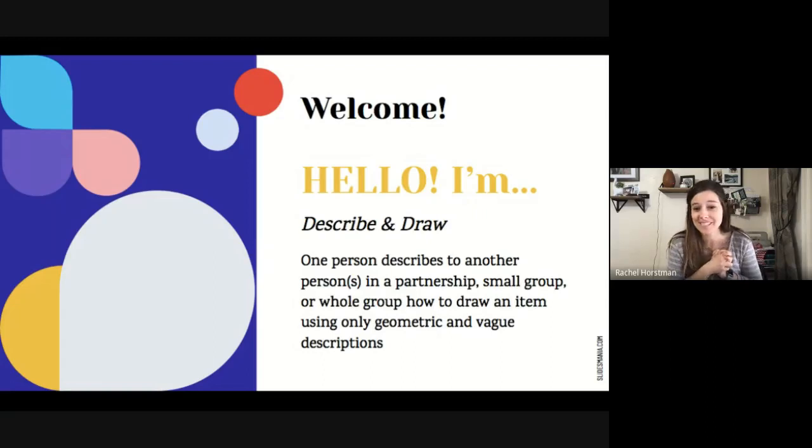Piece of paper, sticky note, whatever you have nearby. And I am going to describe a shape to you, and you are going to draw it and see what we come up with. Now, the trick to this is I can only use geometric and vague descriptions. Let's see how I do.